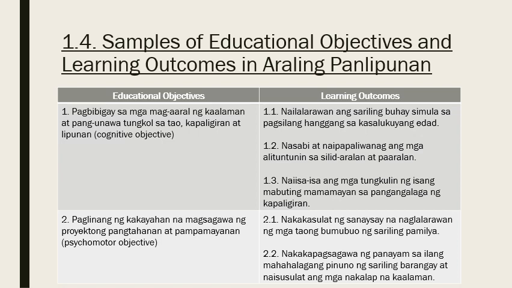So again, educational objectives and learning outcomes are different. Objectives are the view of the teacher, but outcomes are what we set in our class to be attained after the lesson. Okay? Example here: pagbibigay sa mga mag-aaral ng kaalaman at pag-unawa tungkol sa tao, kapaligiran at lipunan. So this is a cognitive objective because it talks about kaalaman, meaning their learning, their knowledge, and pag-unawa.